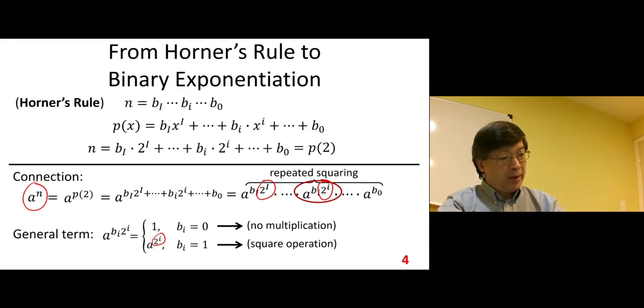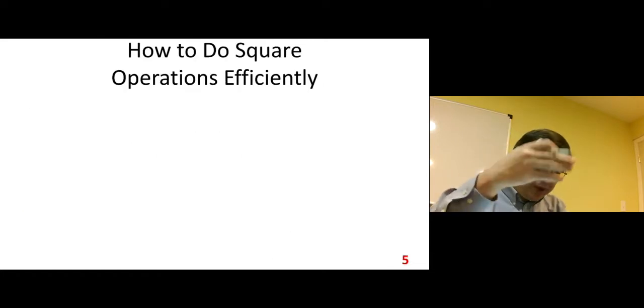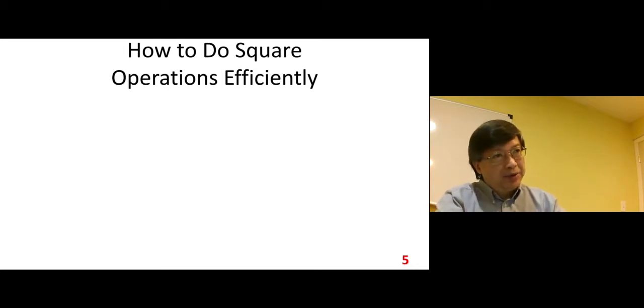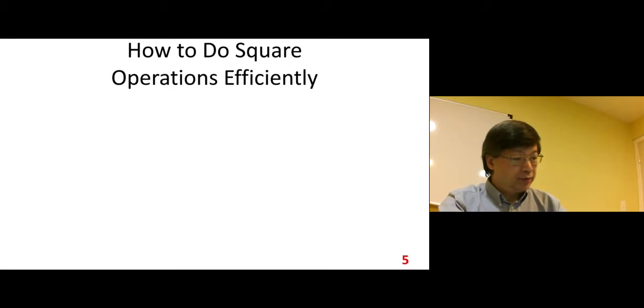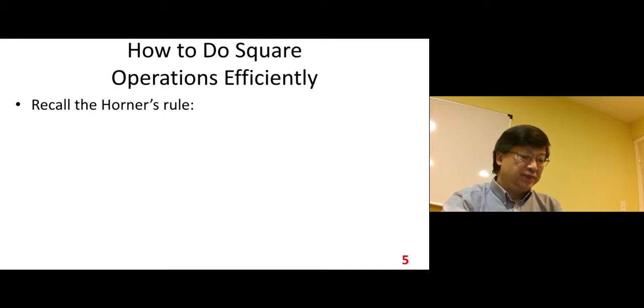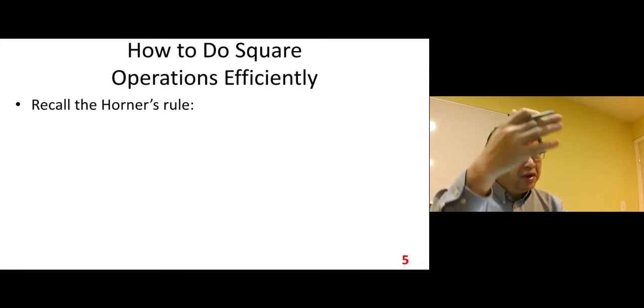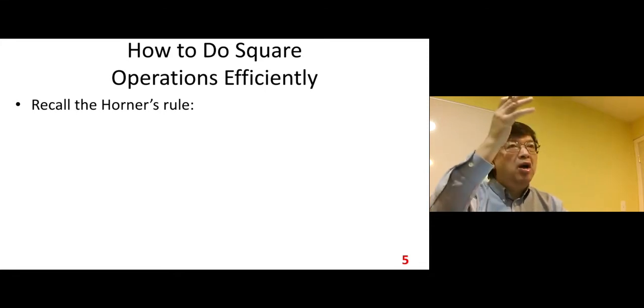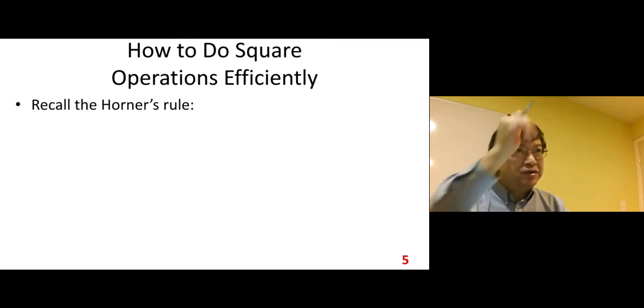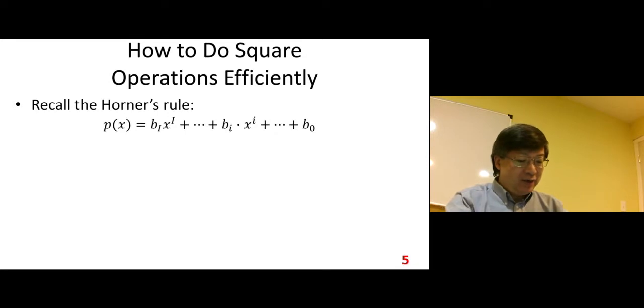Let's see. How do we try to connect our current expression to Horner's rule? How to do square operations efficiently using Horner's rule. Horner's rule can make us evaluate a polynomial using the minimum number of multiplications. That's Horner's rule.